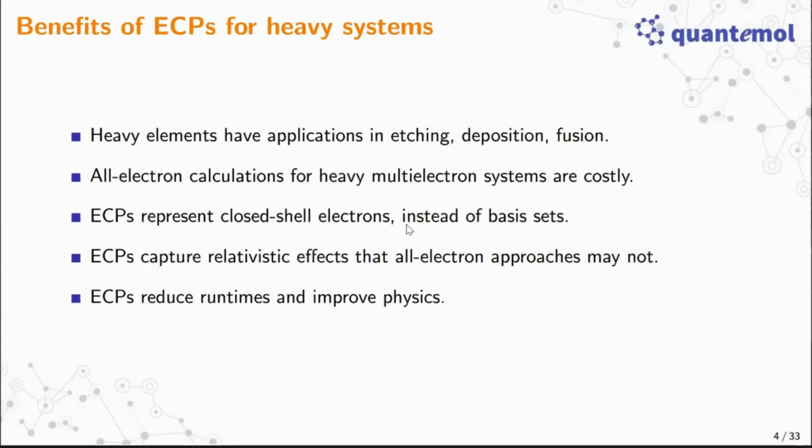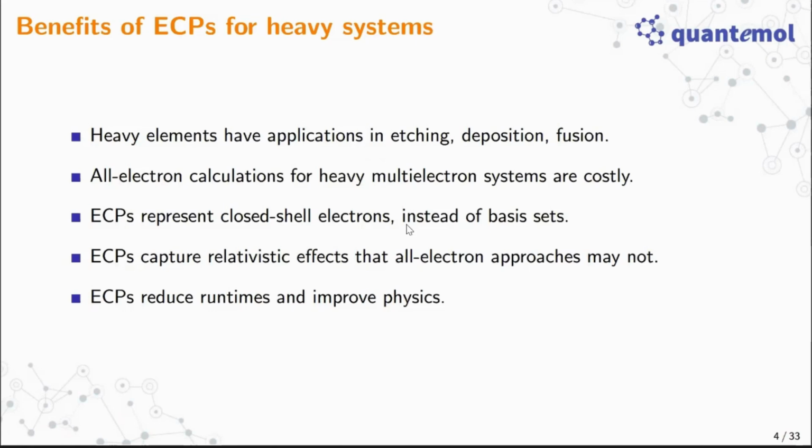So ECPs have two main benefits. They represent up to all closed-shell electrons in a functional term that goes into the Hamiltonian. It represents these electrons instead of basis sets. So you shift the demand in your numerical problem away from large basis sets into a simple term in the Hamiltonian, which is just one term, which is already solved. And your basis sets are then left with the lighter demand of handling valence electrons. So it reduces the demands on your calculation.